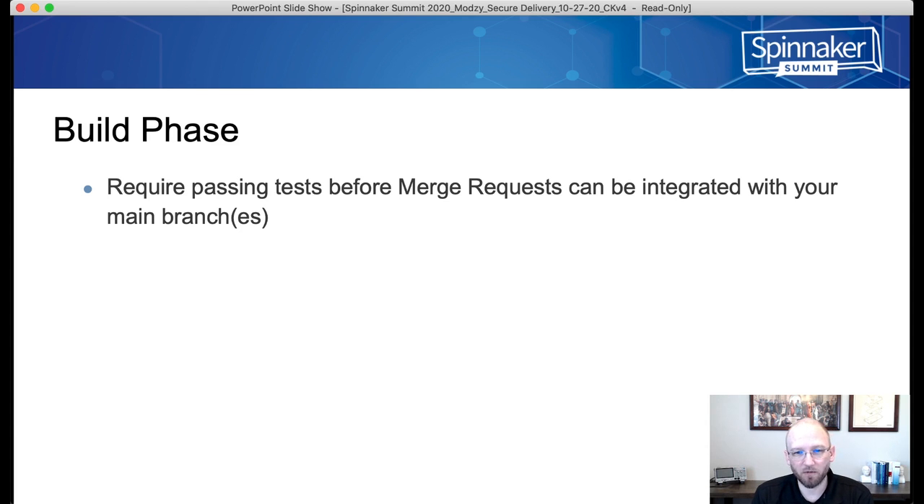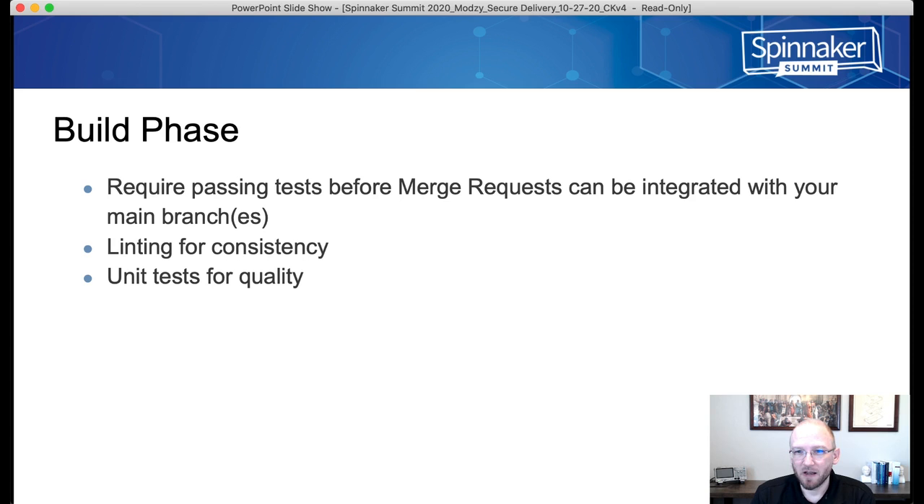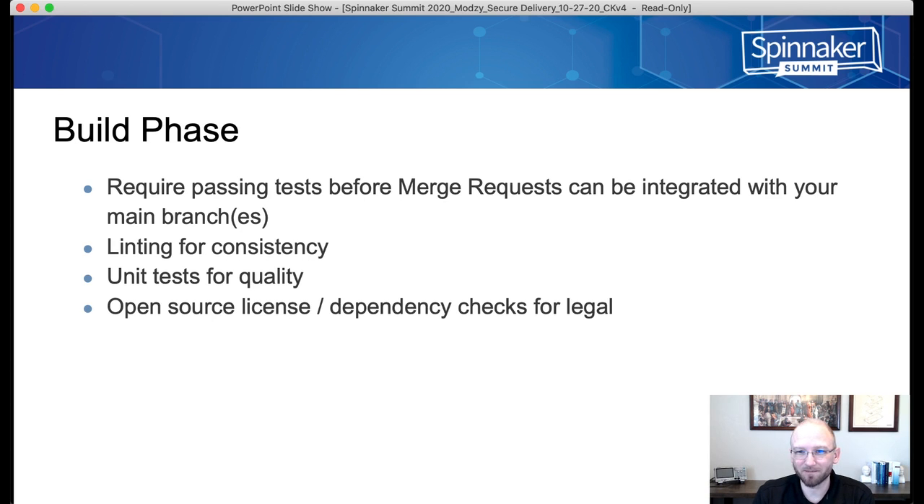Check for certain really important passing tests before you let anything get merged into your mainline branches. So you might consider things like linting for consistency. Consistency is important, especially if you have a large development team that has different people working on code. Unit tests for quality. This one hopefully is pretty obvious, but if you have unit tests, you probably want to make sure that they pass before you consider merging anything.